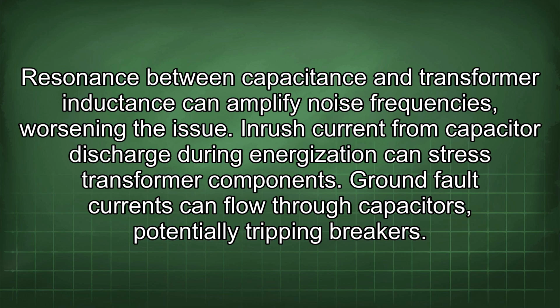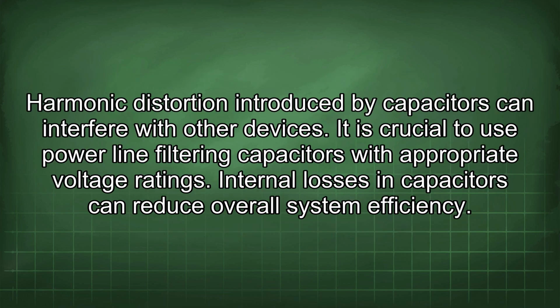Ground fault currents can flow through capacitors, potentially tripping breakers. Harmonic distortion introduced by capacitors can interfere with other devices. It is crucial to use power line filtering capacitors with appropriate voltage ratings. Internal losses in capacitors can reduce overall system efficiency.